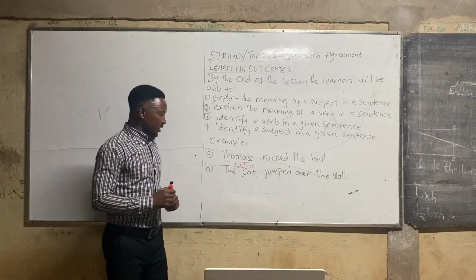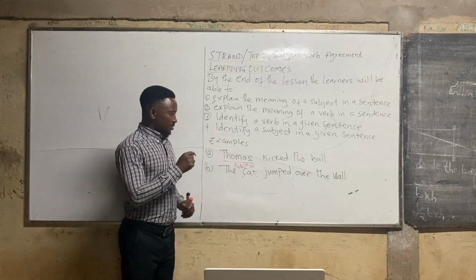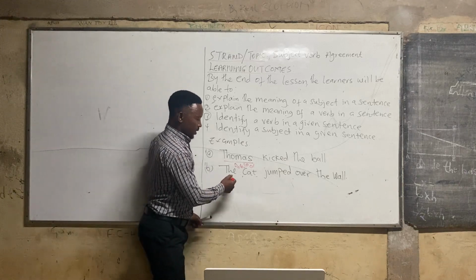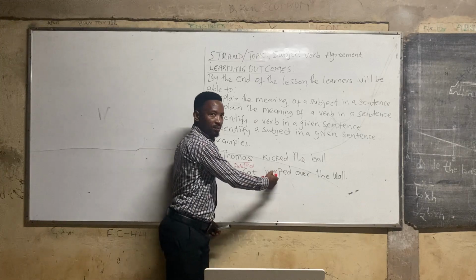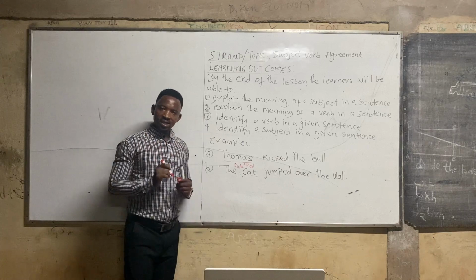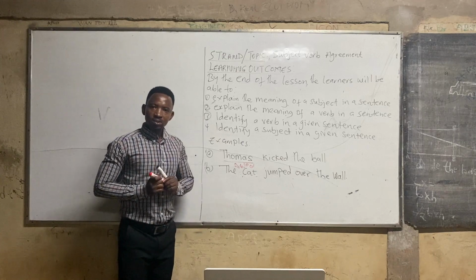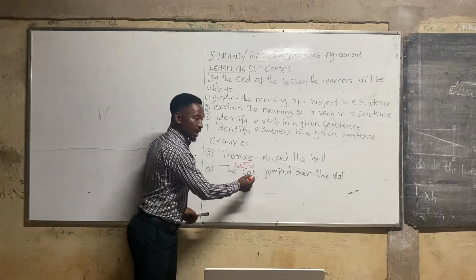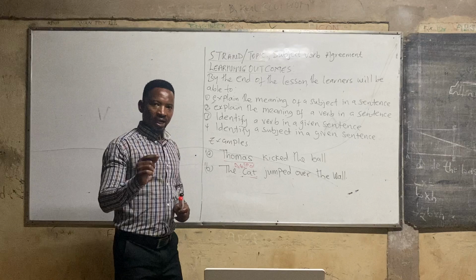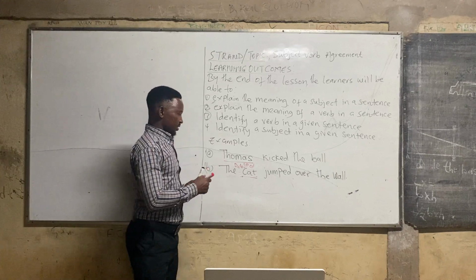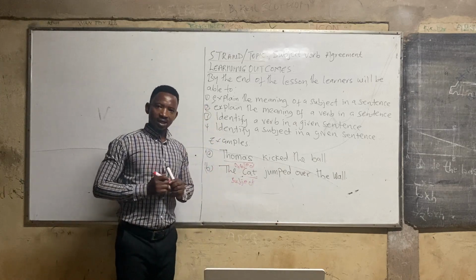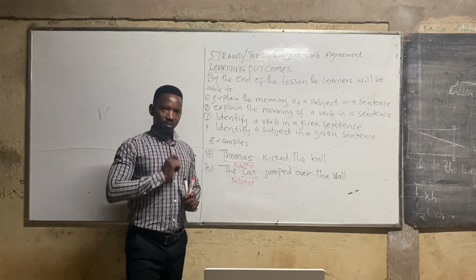Now let's look at the second statement. The second statement says, the cat jumped over the wall. The question is, who jumped over the wall? The answer is the cat. For this reason, we can say that the cat is the subject. Please, do you understand that? All right, let's make progress.